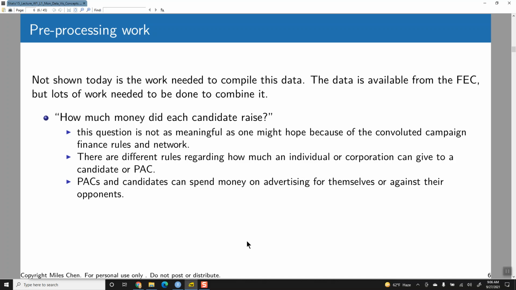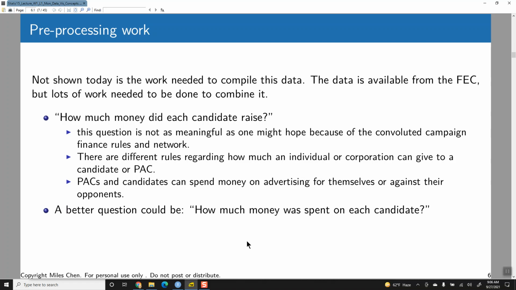But this is a really tough question, and it's not as meaningful as you might think, because of all of these convoluted campaign finance rules and networks. You can donate to the Political Action Committee, and you can also donate directly to the candidate, and the Political Action Committee can spend money on the candidate's behalf and things like that. Trying to figure out how much each candidate raised is a little bit of a tougher question. But what you can do is ask how much money was spent on each candidate, okay?